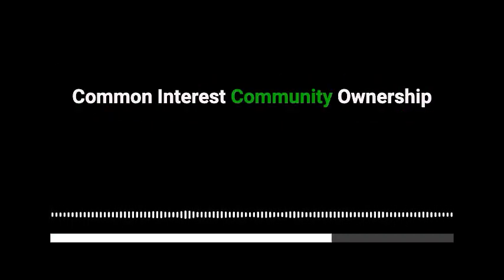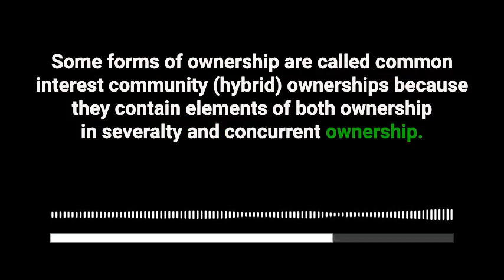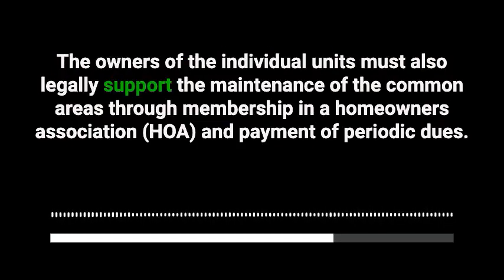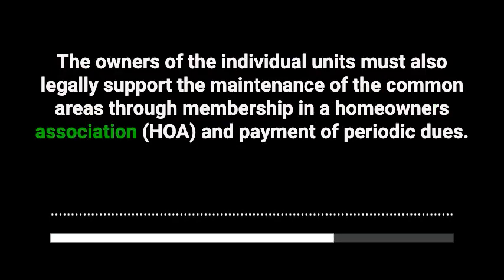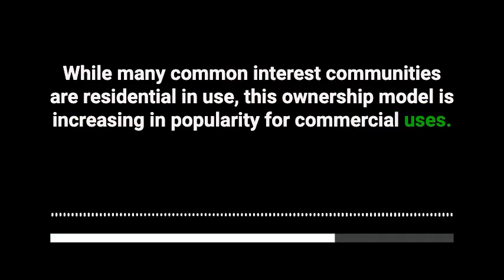Common interest community ownership. Some forms of ownership are called common interest community ownerships because they contain elements of both ownership in severalty and concurrent ownership. Owners of individual units may hold title to their unit in any legal way previously discussed. The owners of the individual units must also legally support the maintenance of the common areas through membership in a homeowners association and payment of periodic dues. While many common interest communities are residential in use, this ownership model is increasing in popularity for commercial uses.